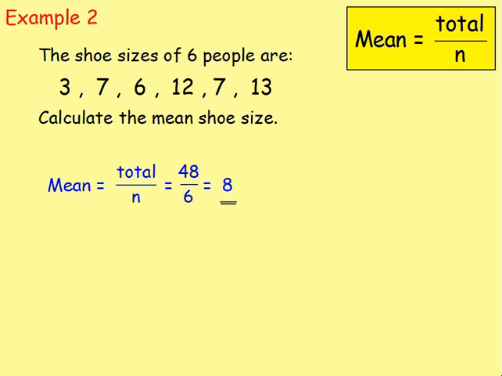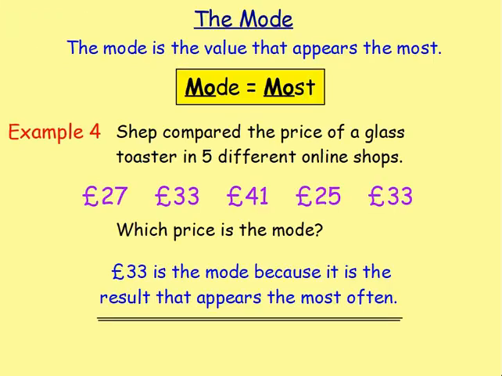If, for example, here you're wanting the shoe sizes of 6 people, well, again, you get the mean by adding all the numbers together and then dividing by how many numbers you have. So the mean is the total divided by how many numbers you have.